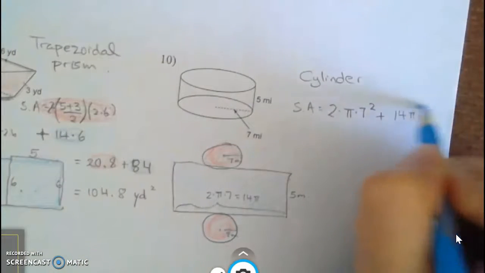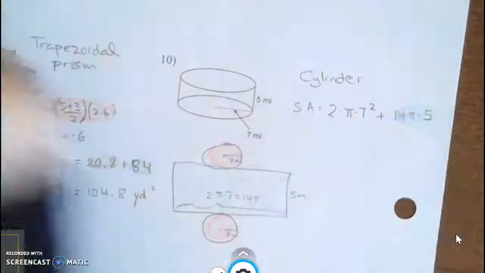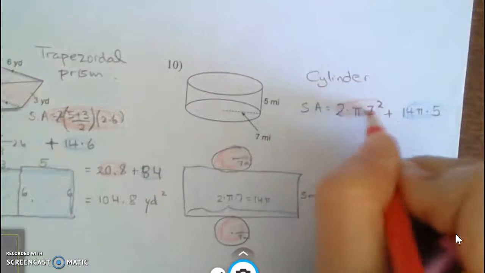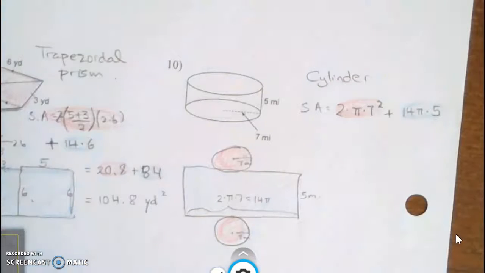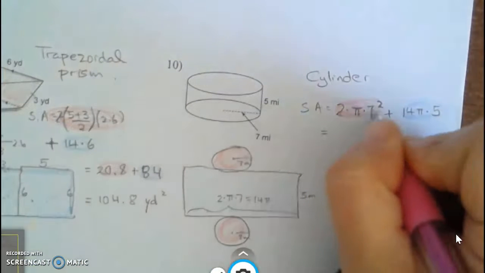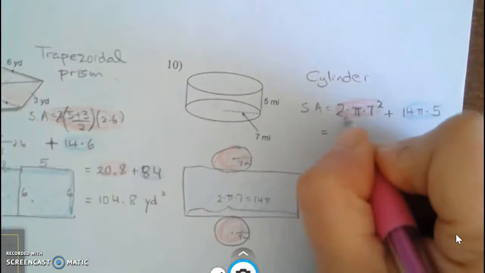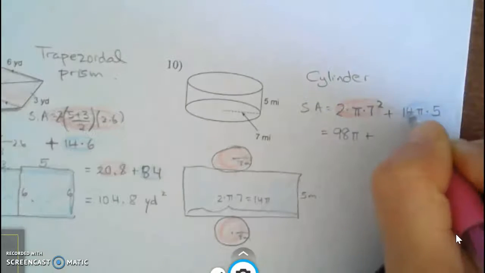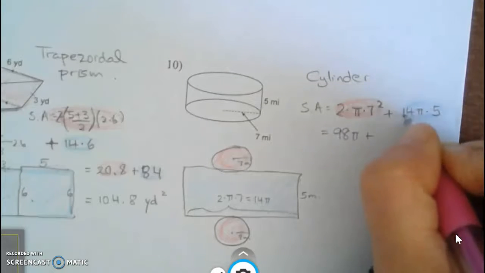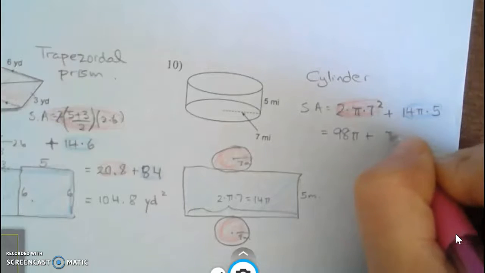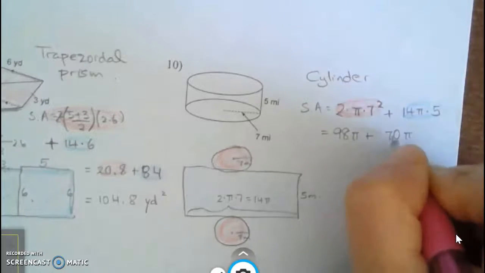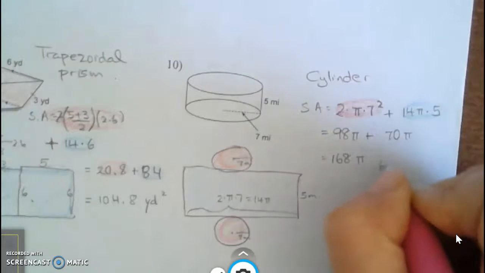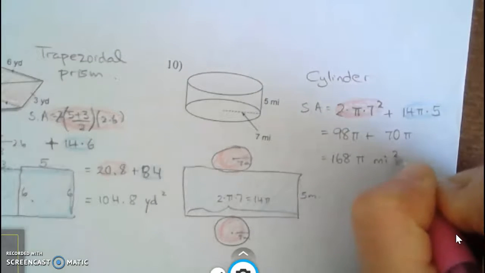So this is my blue rectangle's area, and this is my 2 red circles. Okay, so then 7 squared is 49 times 2 is going to be 98 pi, plus 14 times 5, that's going to be 70 pi. So 70 plus 98, that's going to be 168 pi miles squared.